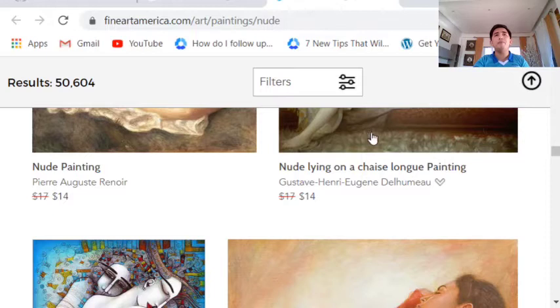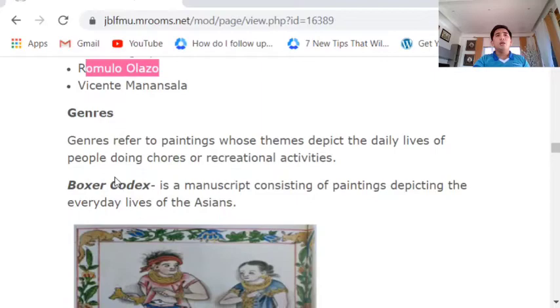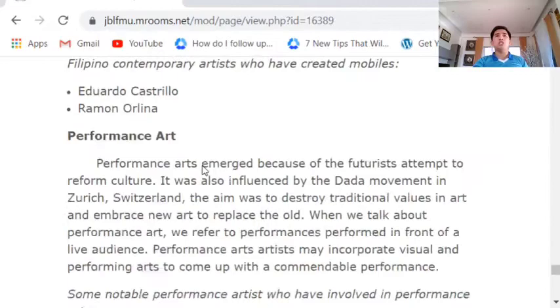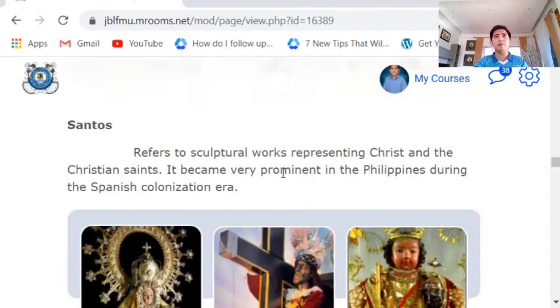Now, let us go to genre. Wait, I'm just going to check if this discussion is still long. It's very long. Right? Painting alone already takes a lot of time.